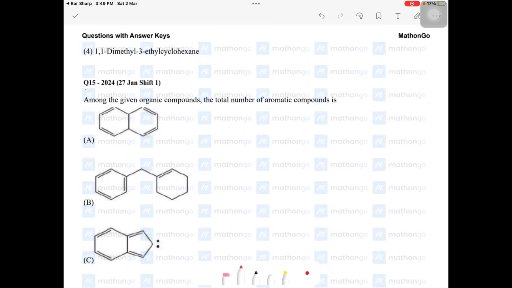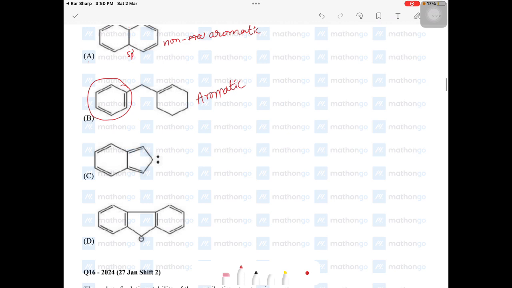Next, 15th one. Among the given organic compounds, the total number of aromatic compounds. See, in option A, here there is an sp3 hybridized carbon. That's why it is non-aromatic. Next, here it is one aromatic ring, benzene ring, that's why it is an aromatic compound. Next, it is also aromatic.